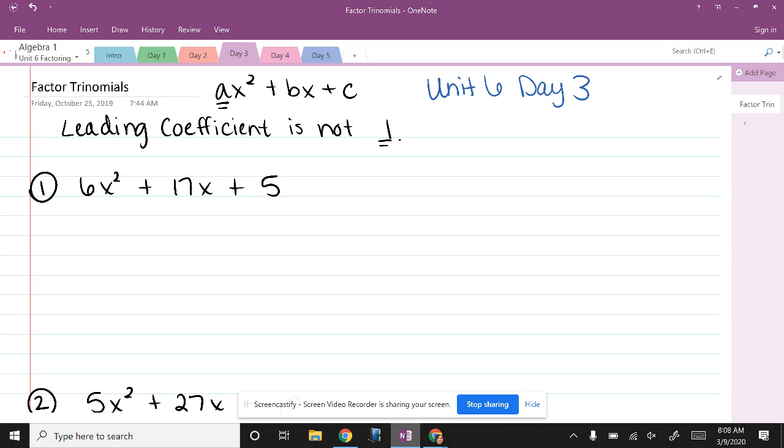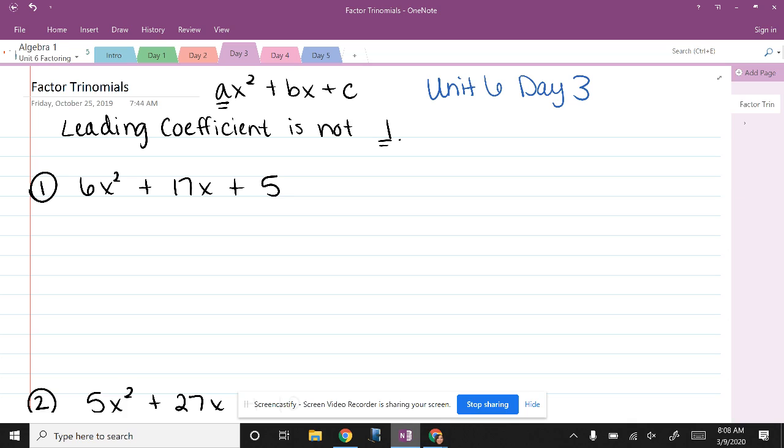All right, so look at this trinomial: 6x squared plus 17x plus 5. What's the greatest common factor of all three terms? Does all of them have an x? Well, these two numbers are prime numbers, so the GCF is 1, right? Okay, so an x is not in every term.